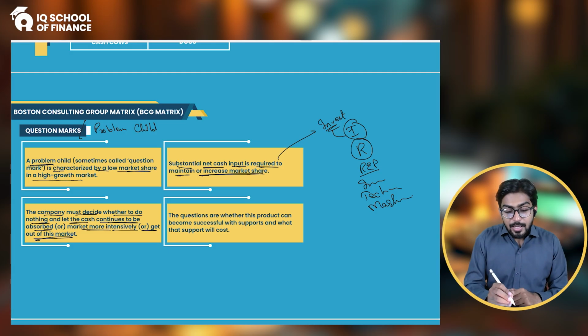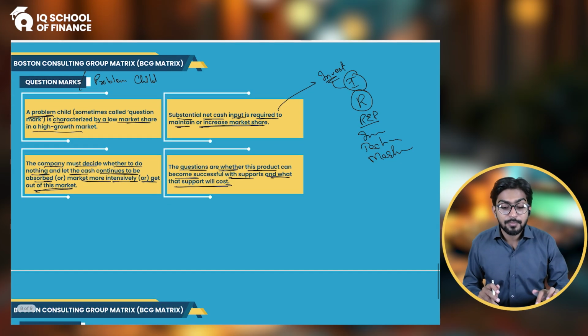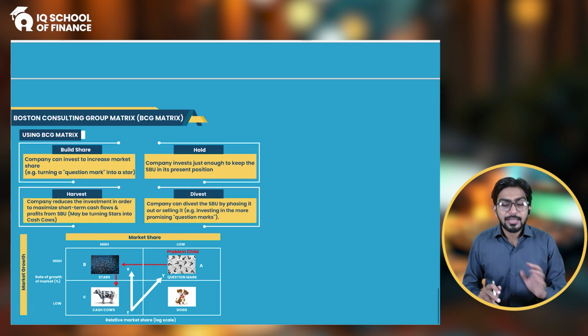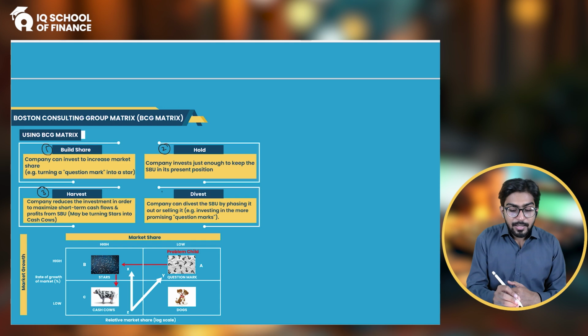All right. The questions are whether the product can become successful with support, and what the support will be. So the main thing is that you need to identify whether this product can become successful, and if yes, if you think that it can become successful, then find out what you need to do to make this product successful. All right. Now the last thing is basically what we have just covered. I will just go through it quickly and you will understand that we have covered it already. So the BCG matrix tells you four techniques: build, share, hold, harvest, divest.